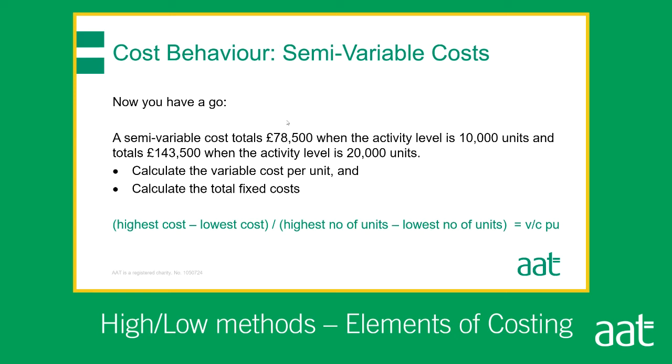Yes, lovely. Thank you. So here is a question for you all to have a go at. You've got semi-variable cost total of £78,500 when the activity level is 10,000 units, and £143,500 when the activity level is 20,000 units. Have a go at calculating the variable cost per unit and then the total fixed costs. As a reminder, there's the first bit of the formula for you.